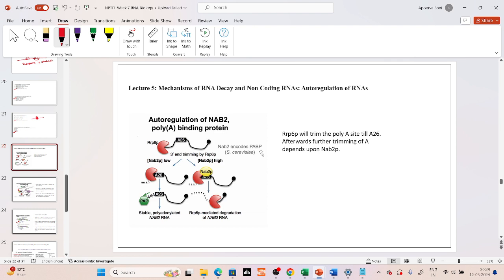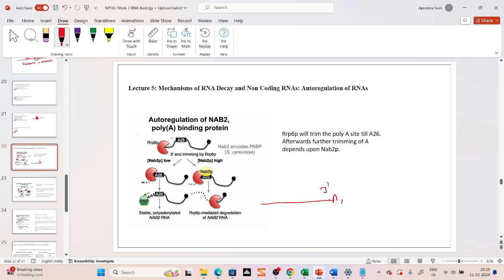Okay, fine. So, what happens if the poly A binding protein, that means if the poly A tail is there or not, and what is its concentration, it depends on that. I'll explain it to you. So this RRP6 will start cleaving the poly A tail. It will cleave up till 26 A's are left. Okay. So what happens if this is your 3' end?